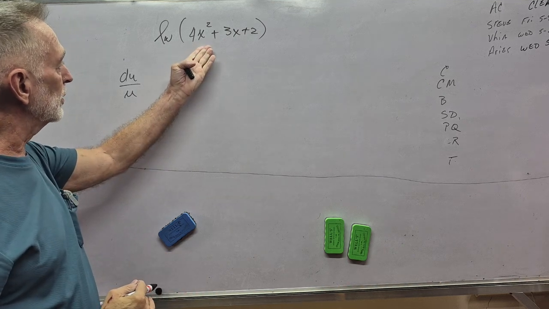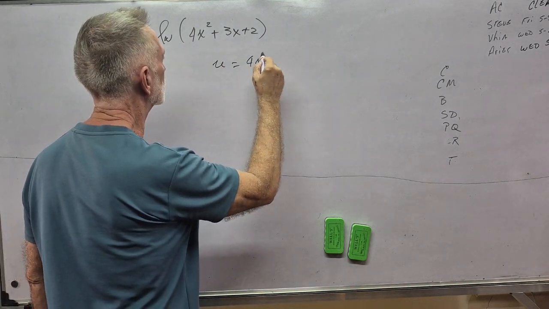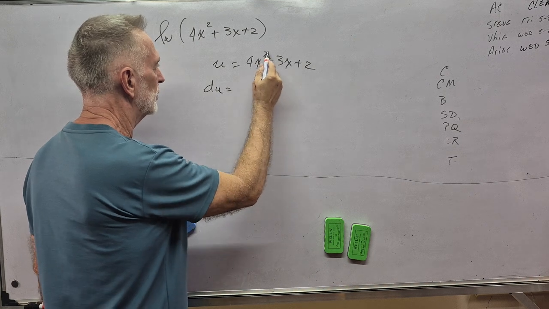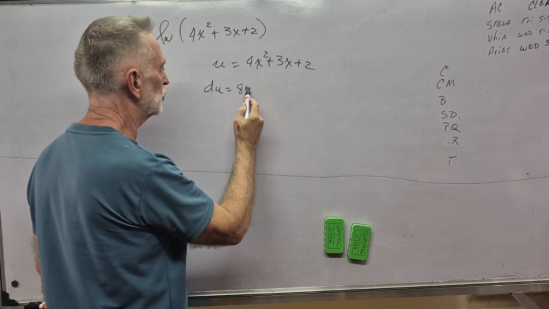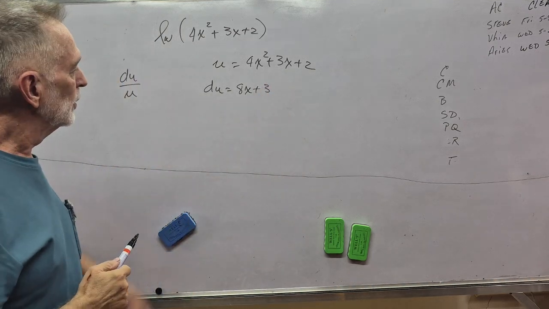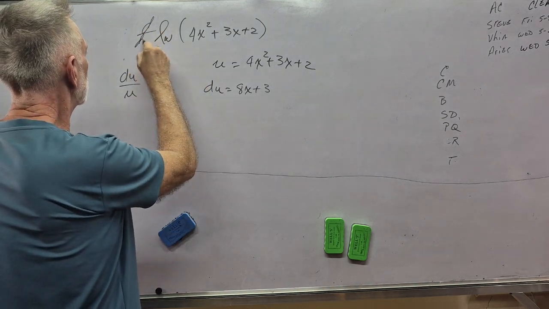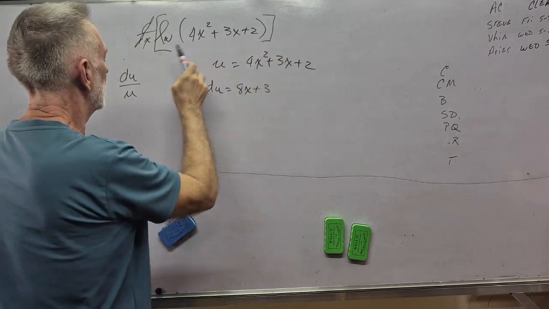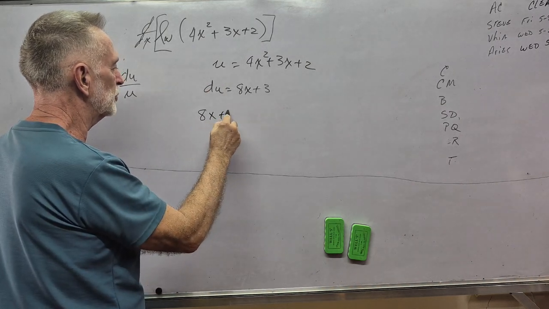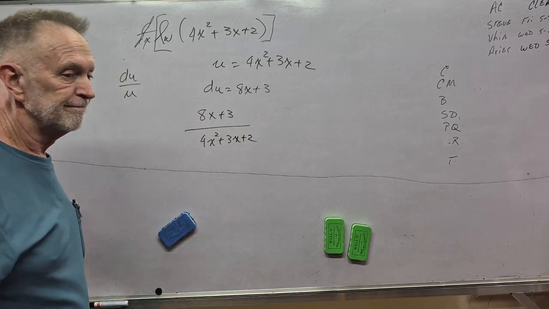So if I have this function here, let's let u equal 4x squared plus 3x plus 2. Du then would be 2 times 4 is 8, 8x to the 2 minus 1 is 8x, plus 3, plus 0. The derivative of a constant is 0. So du is 8x plus 3. So if I take the derivative of this with respect to x, the integral sign drops away, and I'm left with du over u. So I'm left with 8x plus 3 over 4x squared plus 3x plus 2.